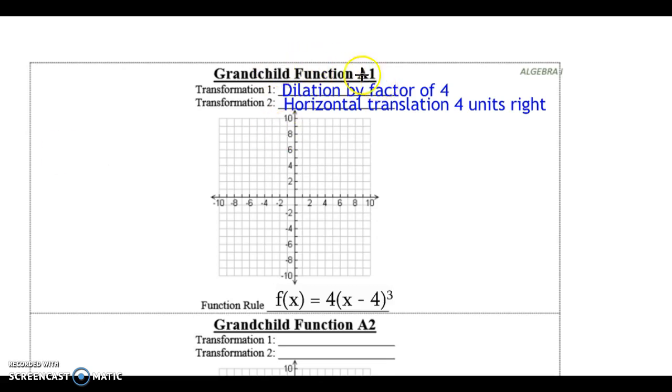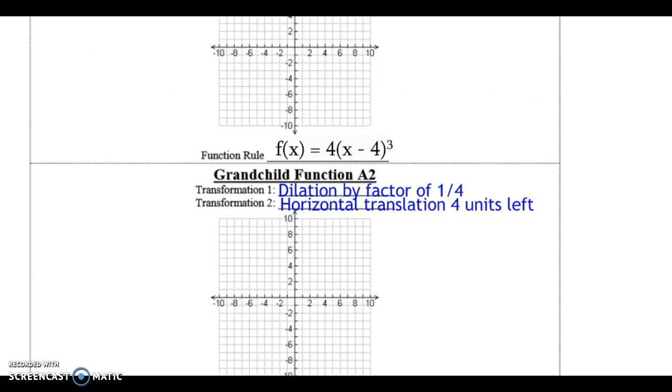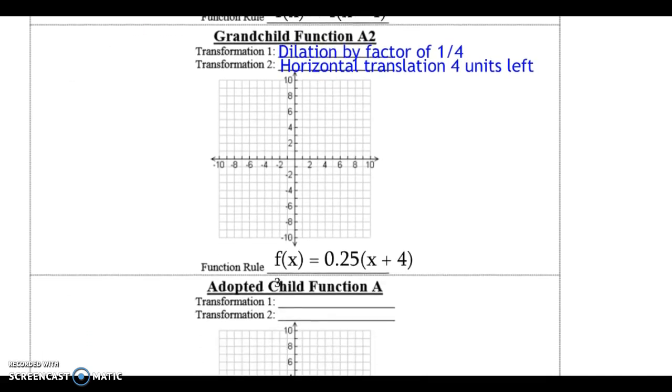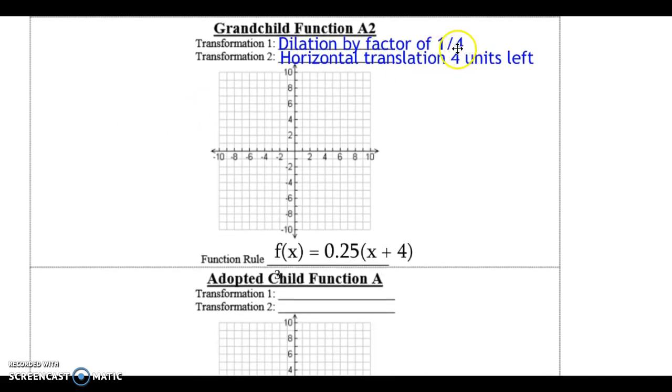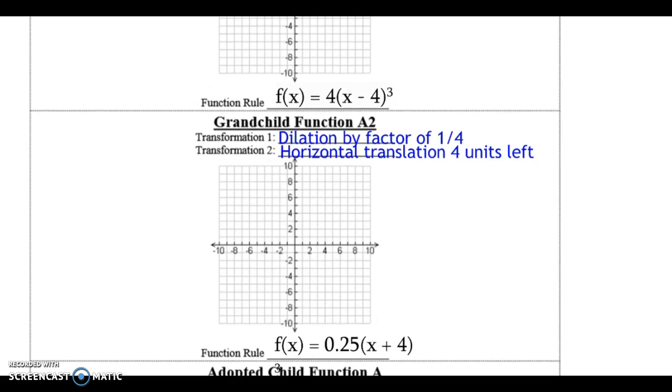So let's take grandchild function A1 for example. It's a dilation by a factor of 4, and it's a horizontal translation 4 units right. If we were to make it the opposite, it would have a dilation by a factor of not 4, but 1/4. It would be a horizontal translation 4 units not to the right, but to the left. It would look like this. So you can see that we have grandchild function A2, which is a dilation by factor of not 4 but 1/4, and a horizontal translation 4 units to the left. Observe the changes. You can see that f of x is equal to 0.25 x plus 4, and looks like we're missing a to the third power.